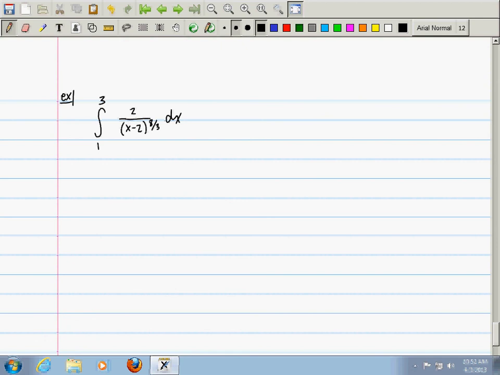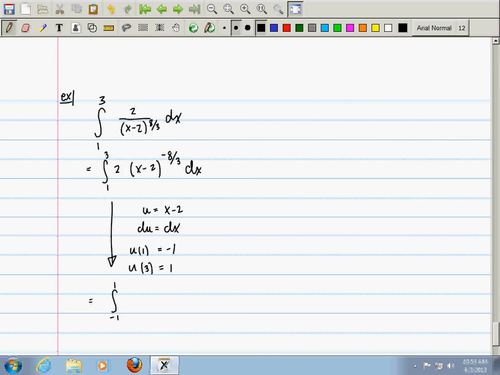Okay, so let's do this wrong. I want to do this entirely wrong. So then I'll say that I could rewrite this as the integral from 1 to 3 of 2 multiplied by x minus 2 to the negative 8/3 dx. Then I can say that u is equal to x minus 2, du is equal to dx, u evaluated at 1 is negative 1, u evaluated at 3 is 1. So then this is the integral from negative 1 to 1 of 2 multiplied by u to the negative 8/3 du.